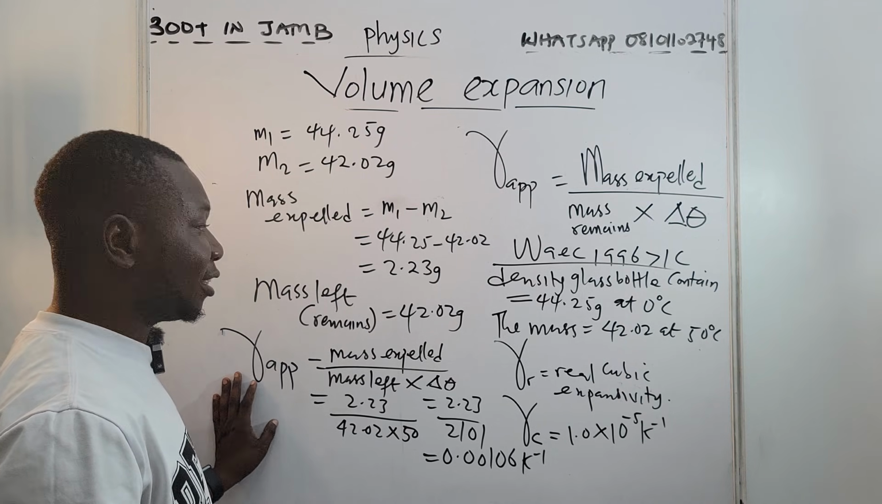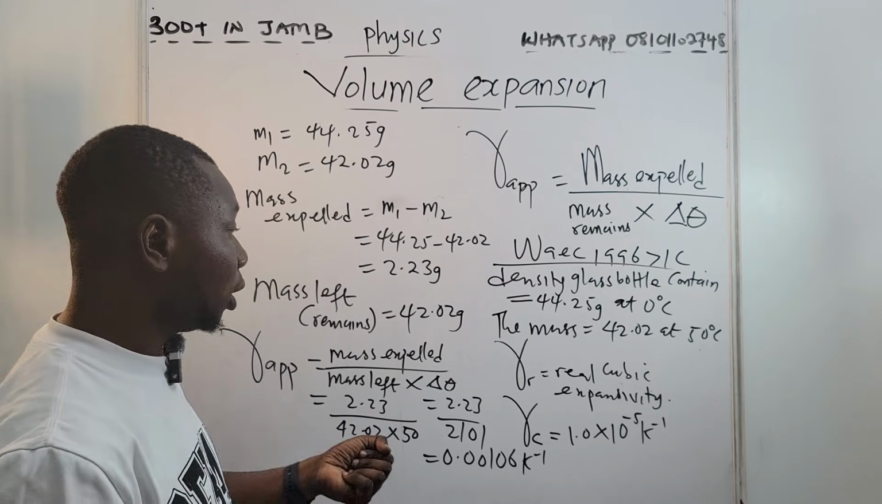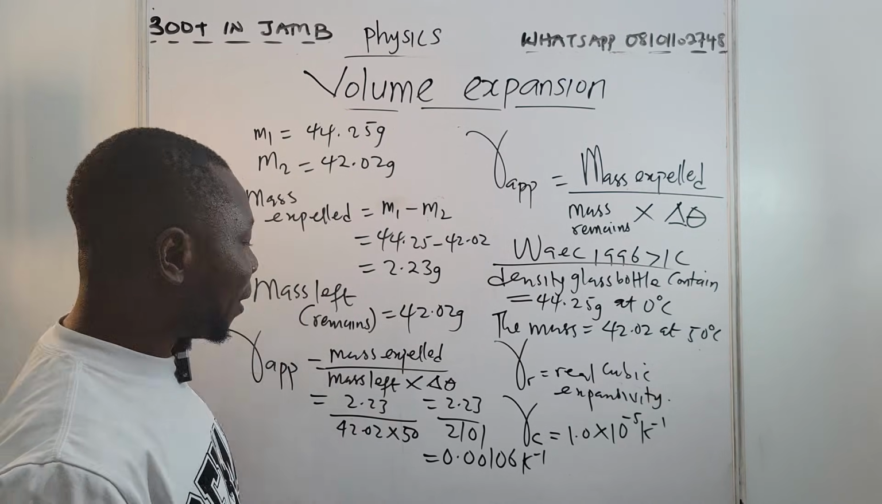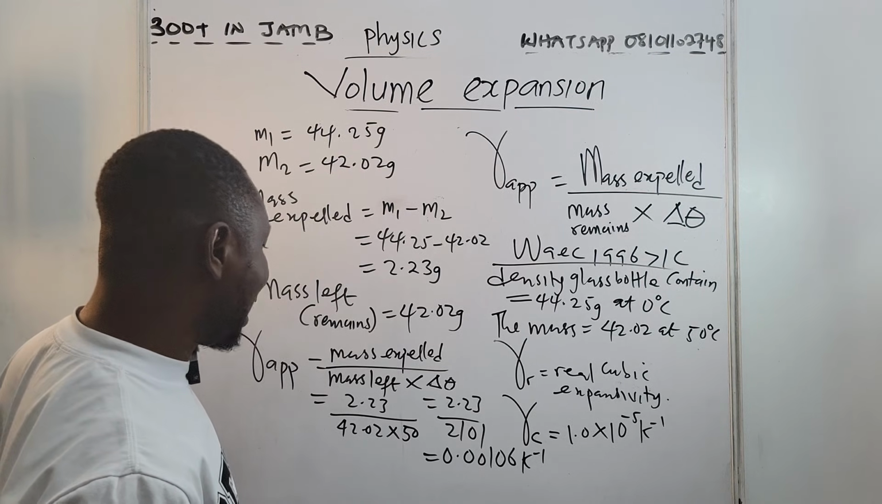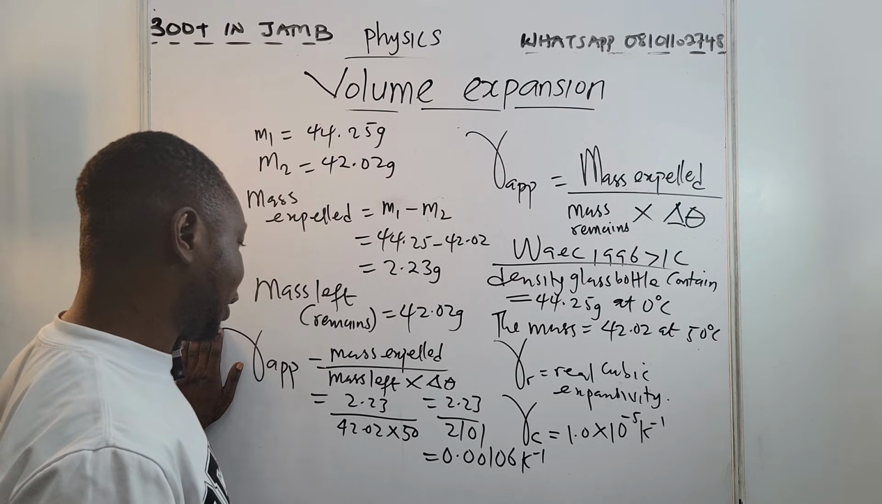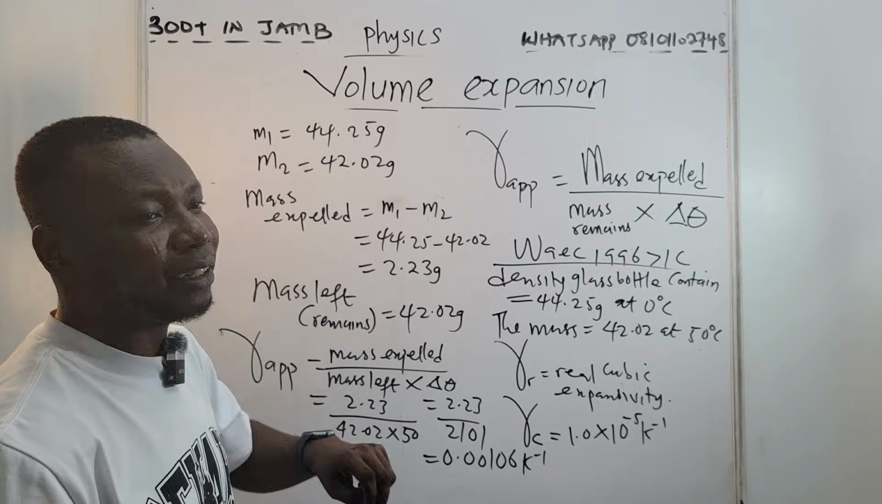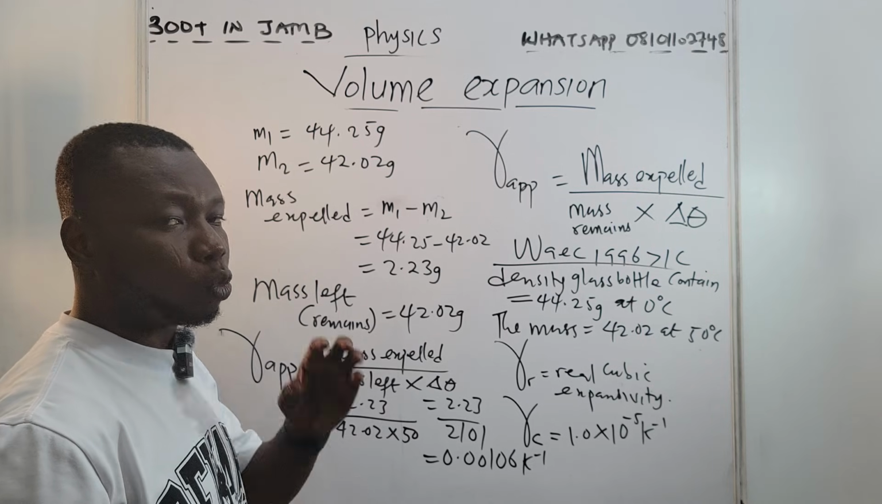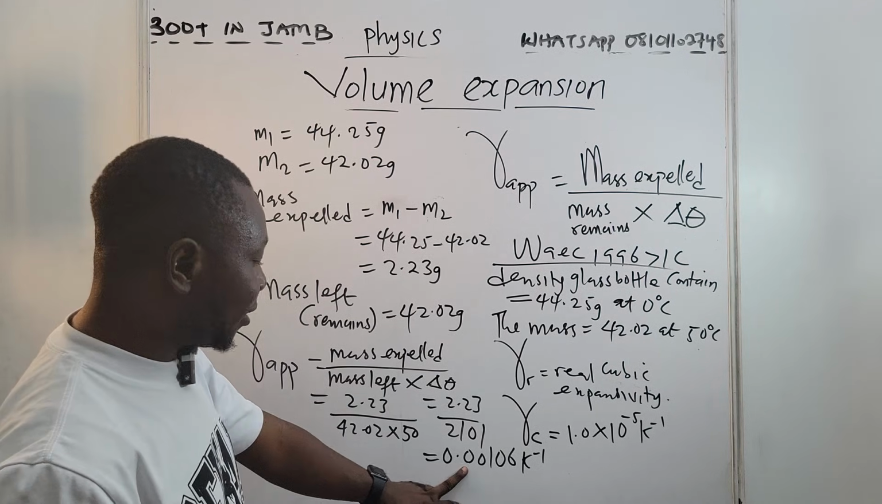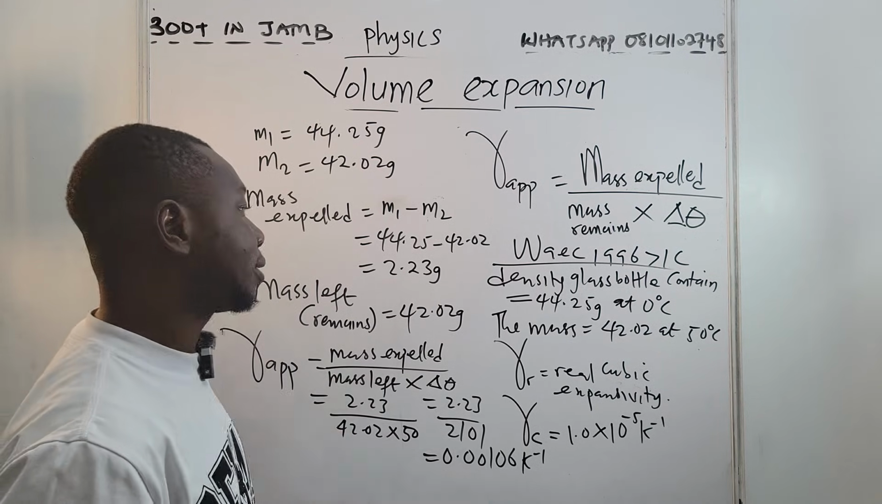It is the result of the expansion of the fluid and the container. So this is the apparent. Apparent means it's not the real volume. It's what you observe. So it's about 0.00106.